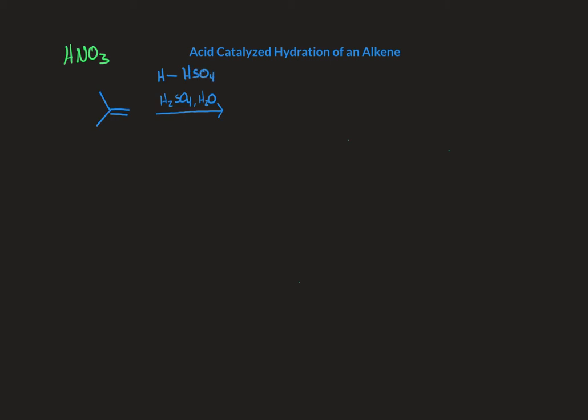Just like HBr addition to an alkene, the first thing that happens is the alkene attacks the proton and gives electrons back to the bisulfate ion, and that's going to give you the more stable carbocation, so in this case the tertiary carbocation, with H adding to the carbon with the most H's.